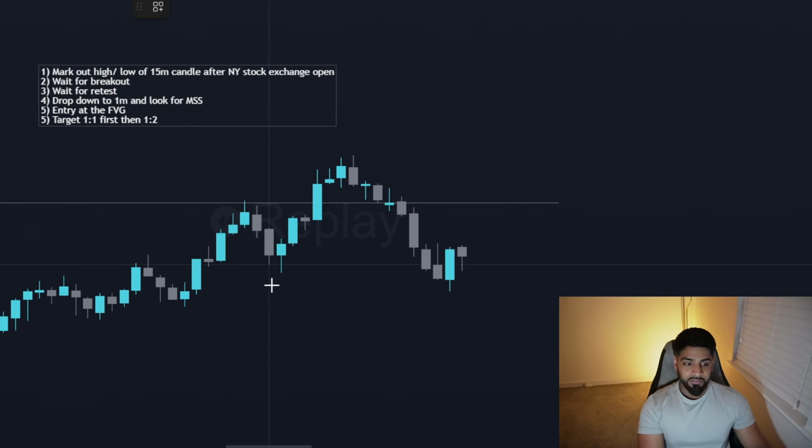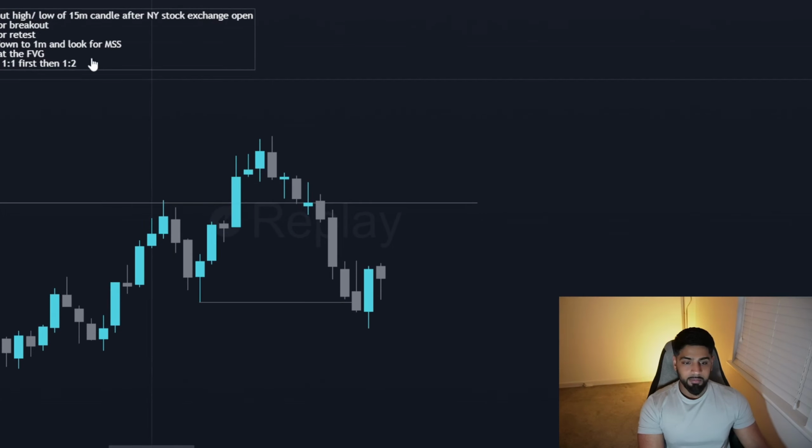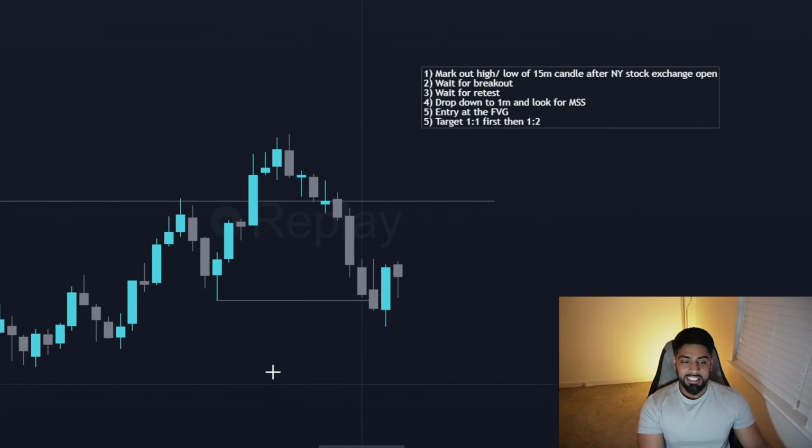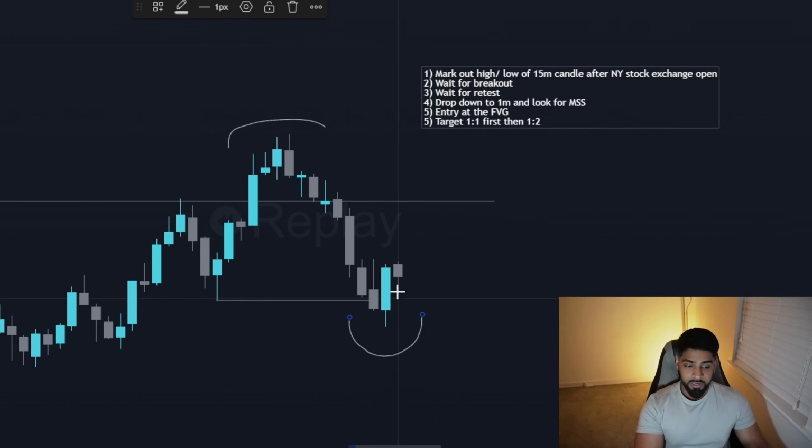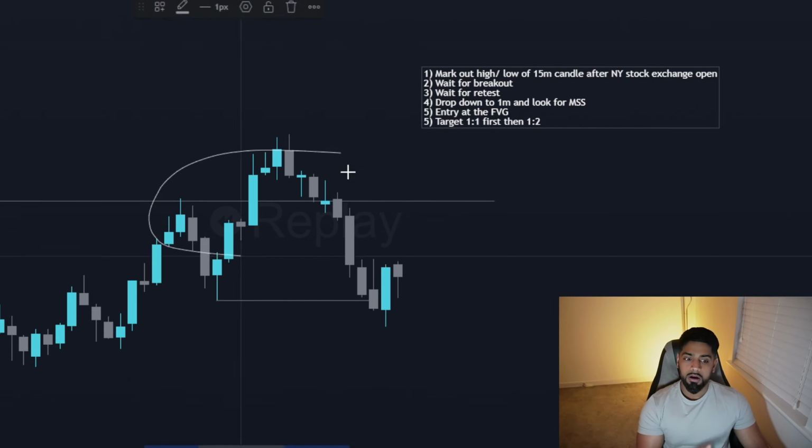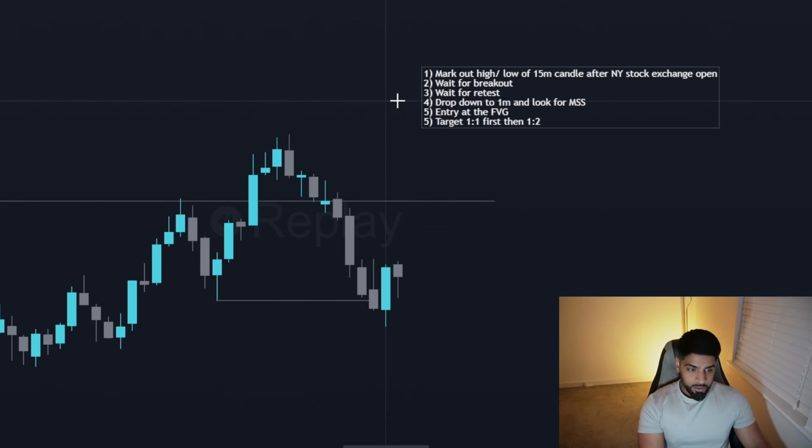And as you can see, eventually what does price do? It comes down and it gives us that market structure shift. So this has now told us that we've gone from bullish to now putting in a lower low, which means we've flipped bearish. So now price is indicating to us that it wants to go lower after retesting that opening range low. So we can tick off number 4, which is to drop down on the 1 minute and look for a market structure shift.